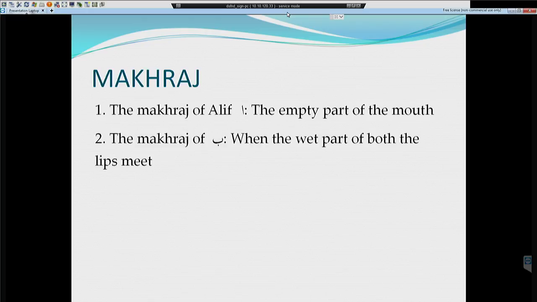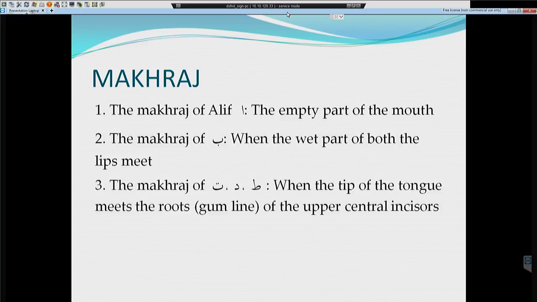We'll go over the aspect of qalqala later, but ba has a bouncing sound as well. Right? So ba, ab. When examining it, closing your eyes and seeing exactly how your lips form, you'll notice that there's the dry part of the lips and there's the wet part. So the wet portion, when they meet, this is how the makhraj of ba forms. So ab.